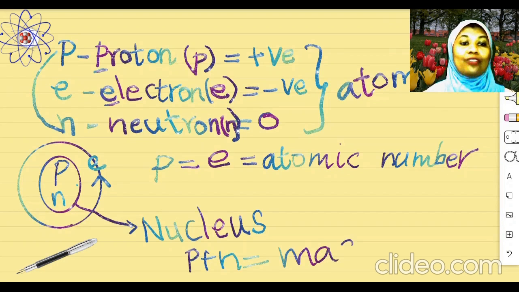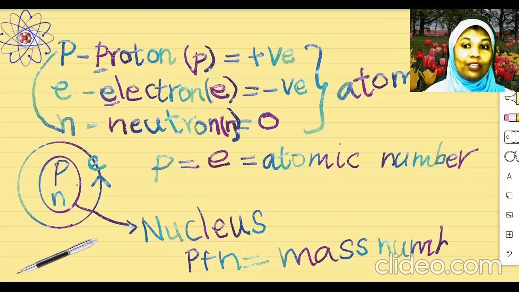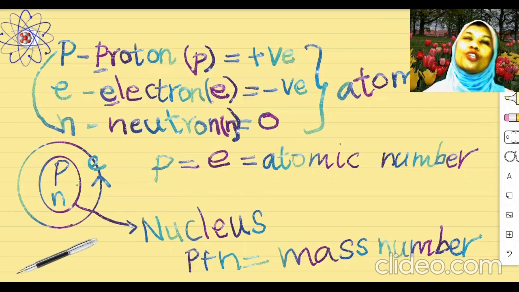And the mass of electron is negligible. Actually, it is 1800 times smaller than proton. So it is negligible. So they will consider only this proton and neutron, and we call this as mass number.